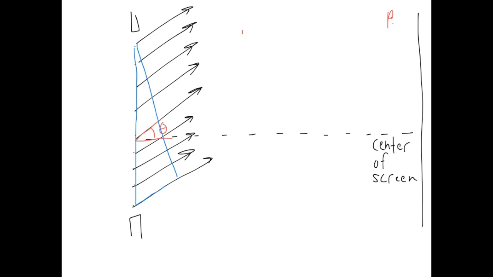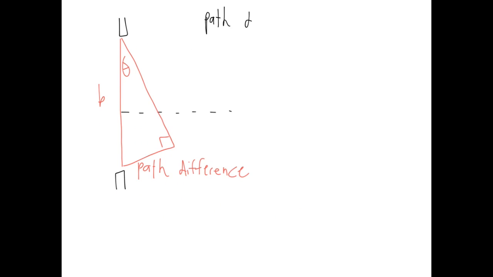If you draw a line from the first point source that is perpendicular to any other ray, this distance here is the path difference between them. If we call the width of the slit B, and note that this angle theta is equal to this angle theta, we can say that the path difference equals B sine theta. As we learned in topic 4, the interference between these wavefronts depends on the path difference between them.